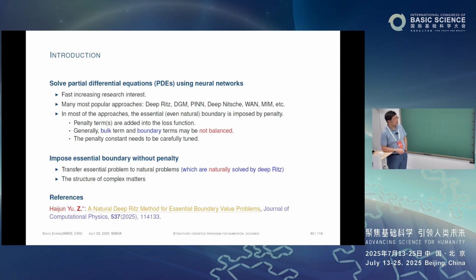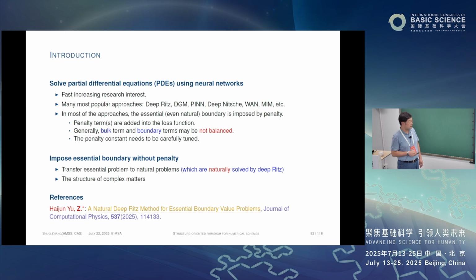So basically, more and more works on solving PDEs use neural networks. I said there are many popular approaches, including deep Ritz and many others. One issue in using neural networks to solve the PDE is how to impose a boundary condition into the system to discretize it.